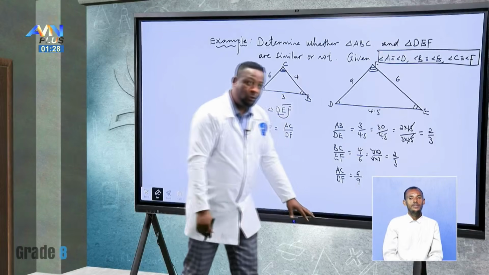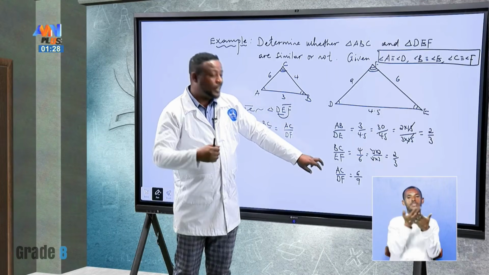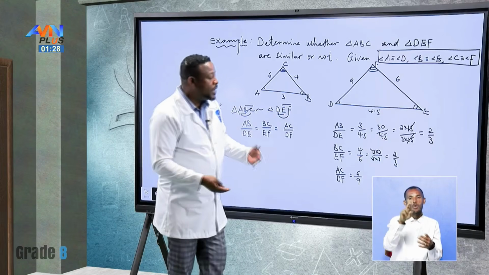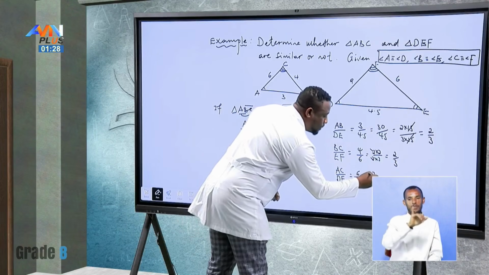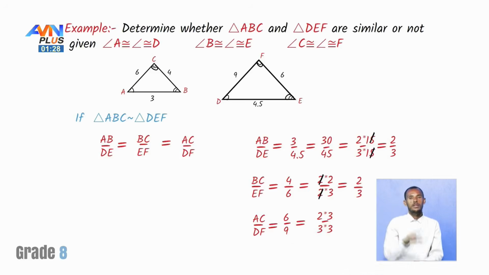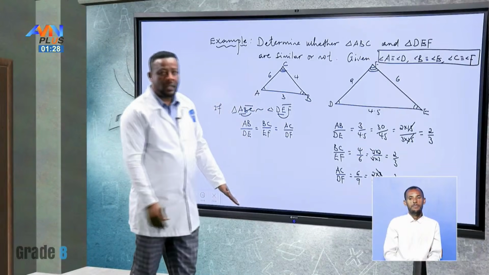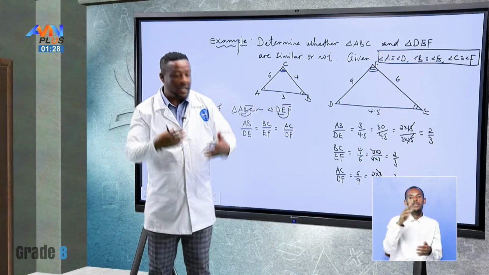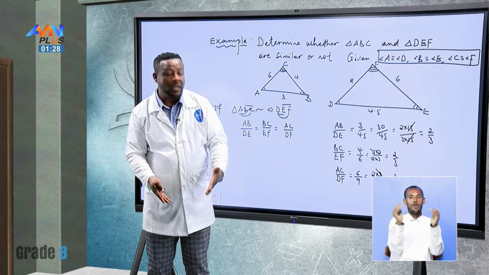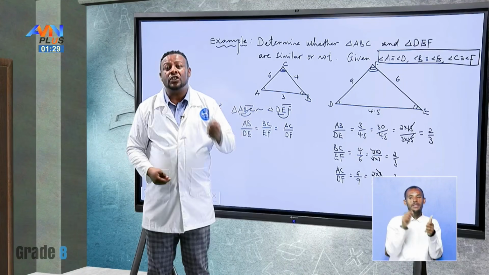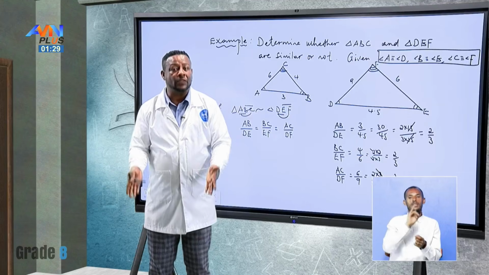Okay, now you need to write this in the simplest form so that we can see whether they are the same or not. So 6 is the same as 2 times 3, and 9 is the same as 3 times 3. So now this can be simplified to 2 over 3. As you can see here, all the ratios of the corresponding sides are the same, which is 2 over 3. Okay, so the second condition for similarity is satisfied.